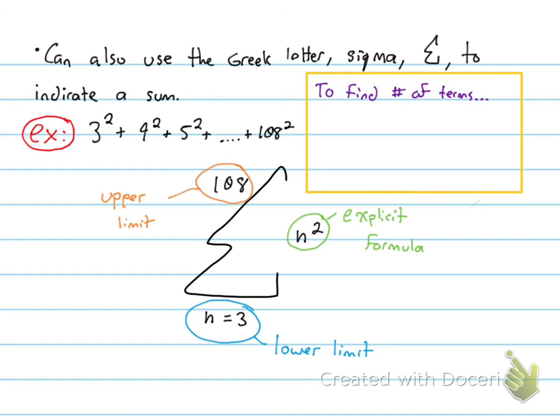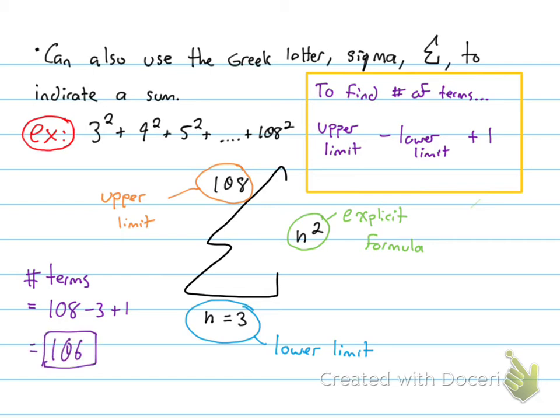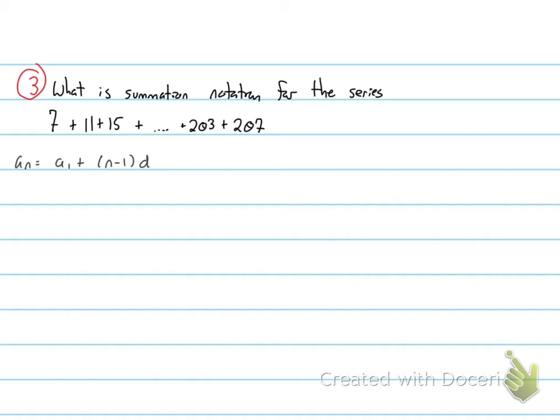Finally, something that's going to be important here is to find the number of terms. How you do that is you do your upper limit minus your lower limit plus 1. So for example here, the number of terms in this sequence is 108 minus 3 plus 1, or 106. So let's look at an example here.